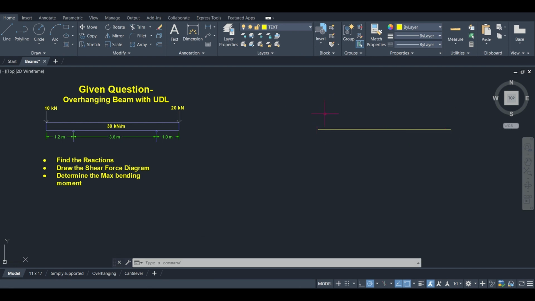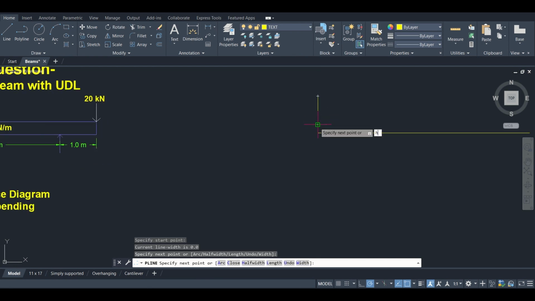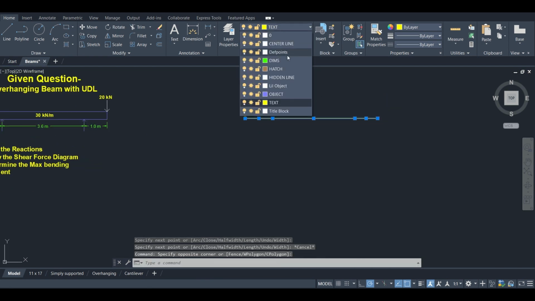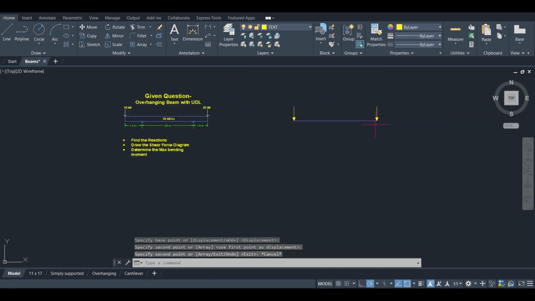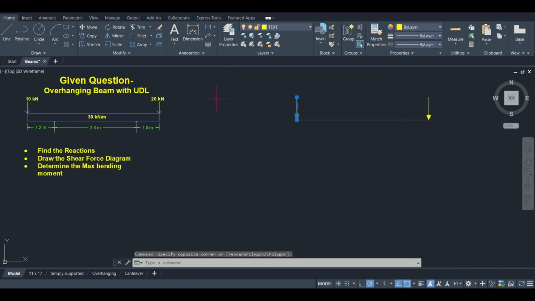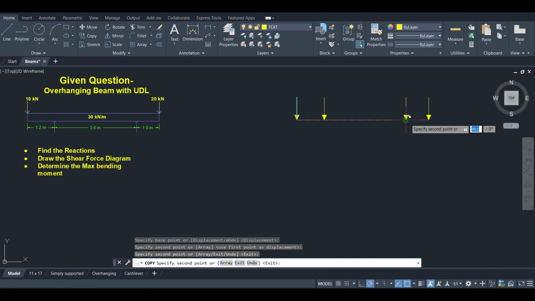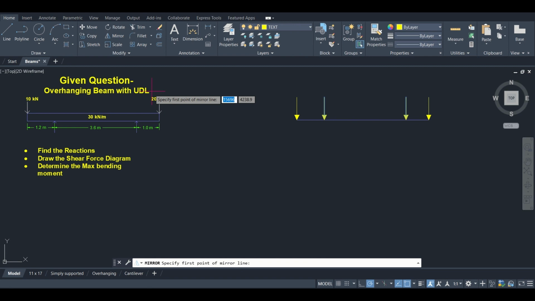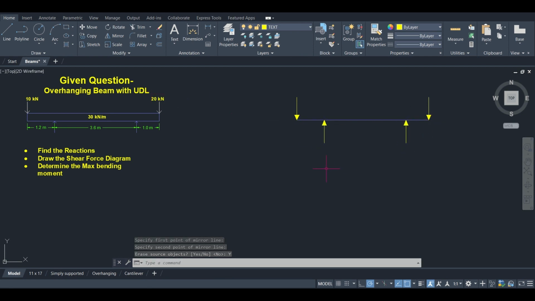Then I'm going to be putting on my arrows. So I'm just going to put in my reactions now. So one should be there and one is here. And again, like I say, what I do is I draw each segment of my beam so that it's easy for me to locate where the loads or the reactions are. So this diagram is now representing my beam and the loads that are applied. However, it is yet to have the uniformly distributed load represented.